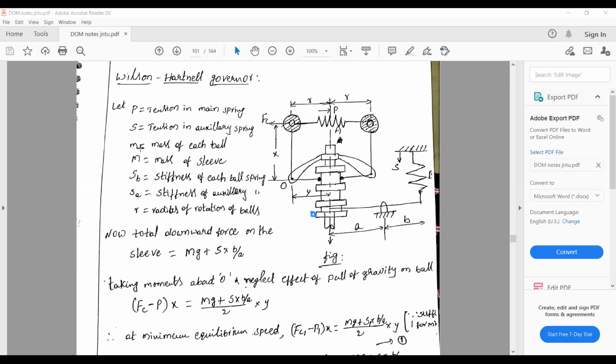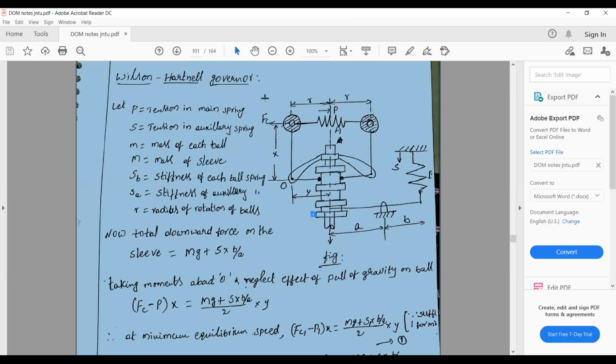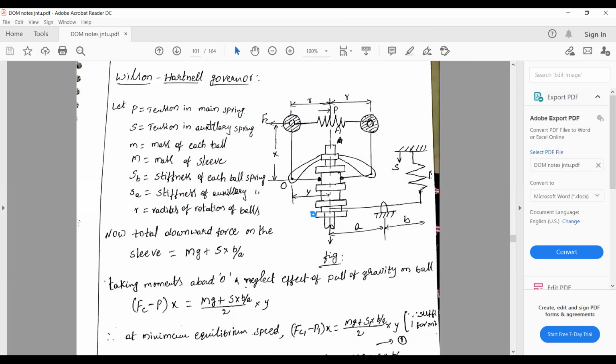Now observe that let P equal the tension in the mainspring. So P equals the tension in the mainspring, and S is the tension in the auxiliary spring. This is considered as our auxiliary spring. So that is S.